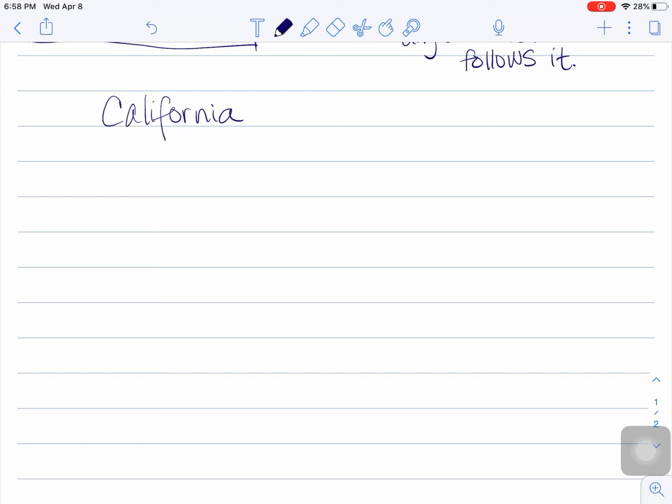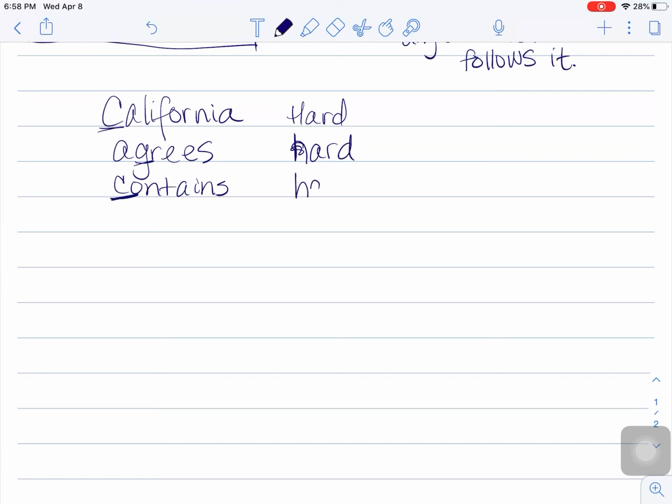California. Do you think that's a hard C or a soft C? That's a hard C. How about agrees? Now we're looking at the G. Agrees. G, G, G. That would be a hard G. What about the word contains? K, k, k. That is also hard. How about twice? Twice. That would make it soft.